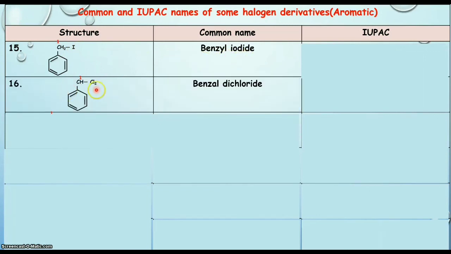The next one, for this structure the common name is benzyl dichloride. Again, what is this benzyl group?